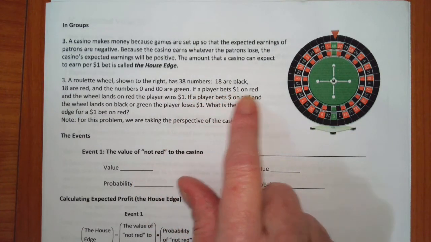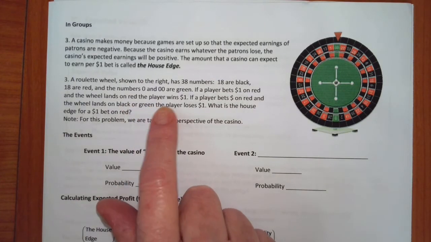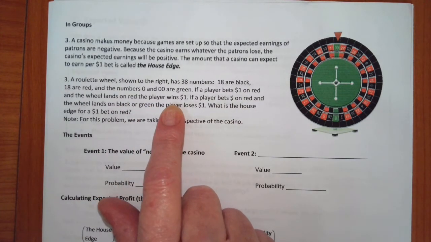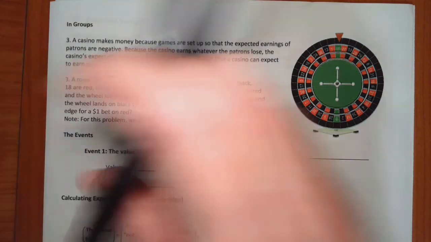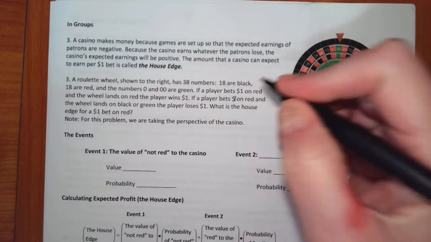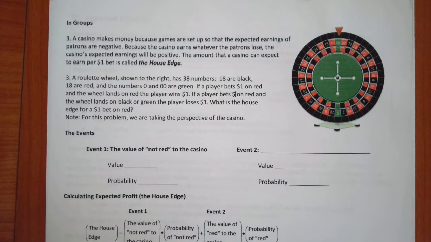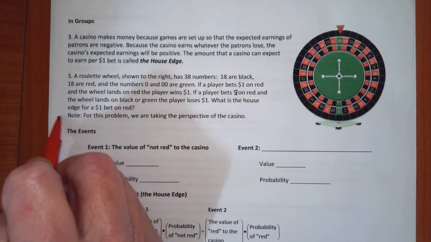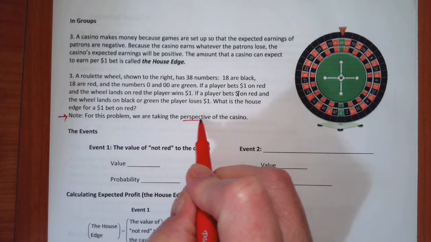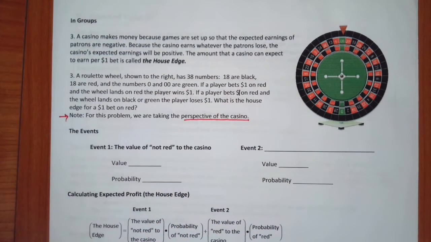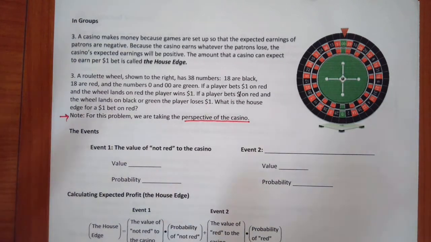If a player bets $1 on red and the wheel lands on red, they win $1. If they bet $1 on red and the wheel lands on black or green, the player loses $1. So what is the house edge for a dollar bet on red? Note, we are taking the perspective of the casino. That means if the player loses, that's money to the casino. If the player wins, that's a negative, that's a loss.